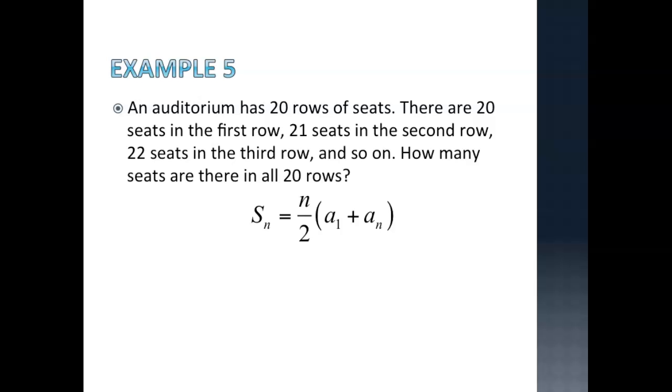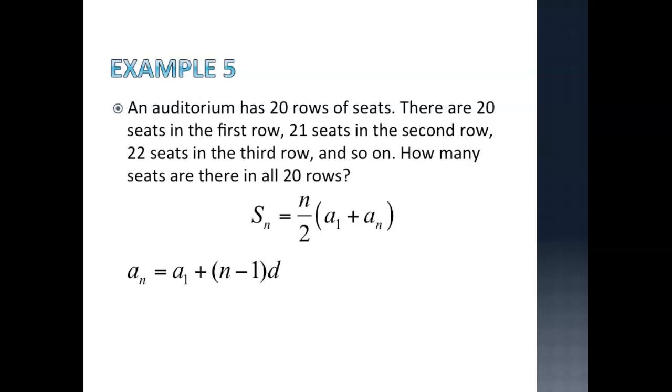Okay, so look at what we have here. We're finding the sum of 20 numbers, because there are 20 rows. So we know n is 20. We know the first term, which is the number of seats in the first row, which is 20. But we don't know how many seats there are in the 20th row. So let's, again, use the first formula we learned today to find how many seats there are in the 20th row.